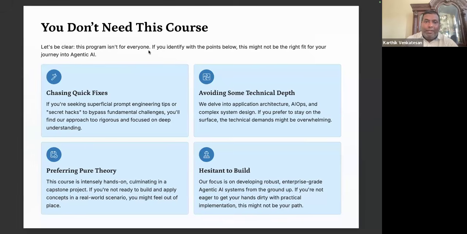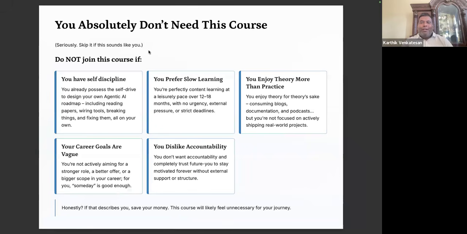Okay, as I was saying, you don't need this course if you're looking for some hacks or quick fixes and you are trying to avoid technical depth. I'm not going too deep, as I mentioned that I myself don't know too much about how deep learning algorithms, math and formulas work. But you need to have some depth, like at least you need to talk about embeddings intelligently with your peers, right? If you're trying to avoid that, and embeddings themselves are too complex for you, then probably you don't need this at all. And if you prefer pure theory and are hesitant to build, again, you absolutely don't need this course.